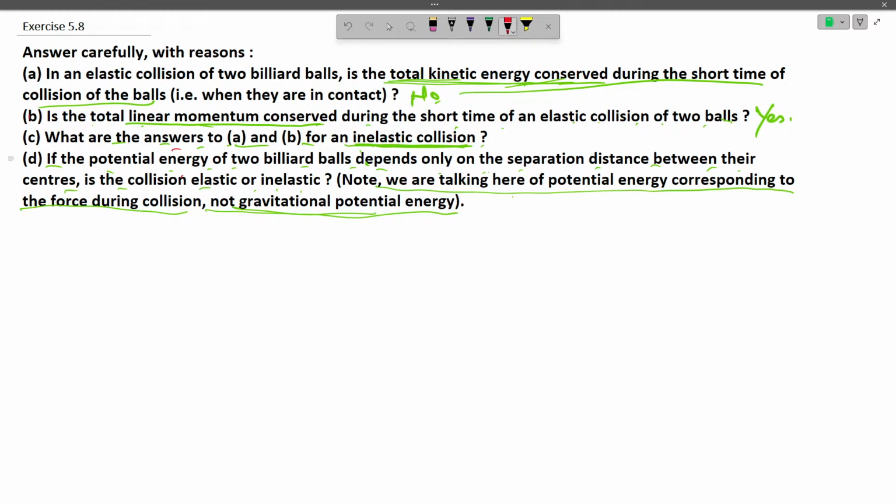Since the potential energy depends only on the separation distance, any potential energy gained during the collision will be fully converted back into kinetic energy as the balls separate. So no kinetic energy is lost to non-conservative forces like friction, deformation or heat, indicating that the collision is elastic. Let's move to the next question.